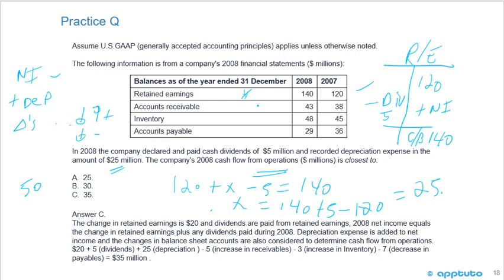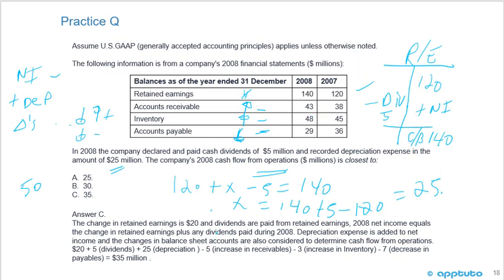So I've got to look at my changes in my balance sheet accounts. Accounts receivable went up. So that's a negative cash. Inventory went up. So that's a negative cash. And accounts payable went down, which is also a negative cash because my payable went down. Credit cash, debit accounts payable. And so we have to look at the difference now, 43 and 48.